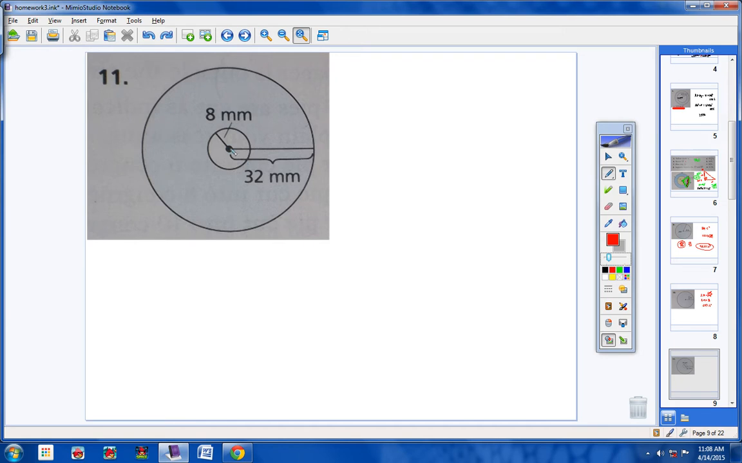The entire radius from the inside all the way to the outside is 32. So if I'm going to find the area of the entire circle, it's going to be 3.14 times 32 squared. That gives us 3,215.36. Now that's the area of the entire circle. Now let's find the area of this little white circle here. Your radius is 8, so 3.14 times 8 squared would be 3.14 times 64, which gives us 200.96.